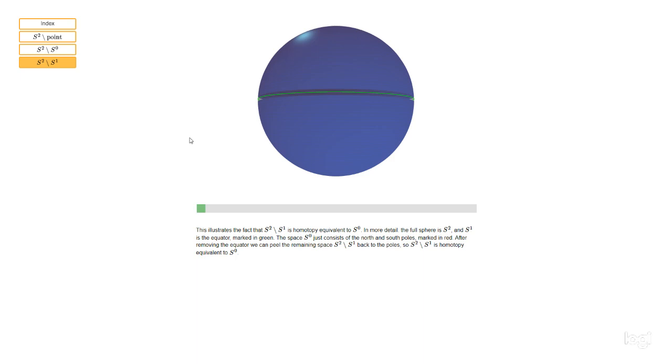In fact, there's a more general thing. If you take S^p and you remove S^q, then that's homotopy equivalent to S to the power of the dimension p minus q minus 1.